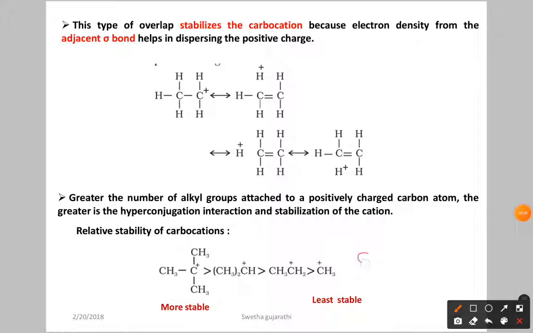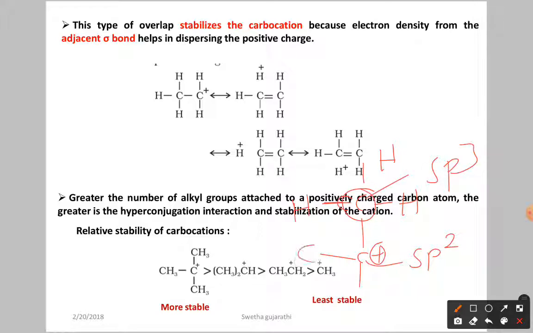Now if you see here, C plus. So once a C plus means here the hybridization is what? sp2. For hyperconjugation, our condition is that the sp2 carbon should be attached to sp3. Here, this carbon is sp3.